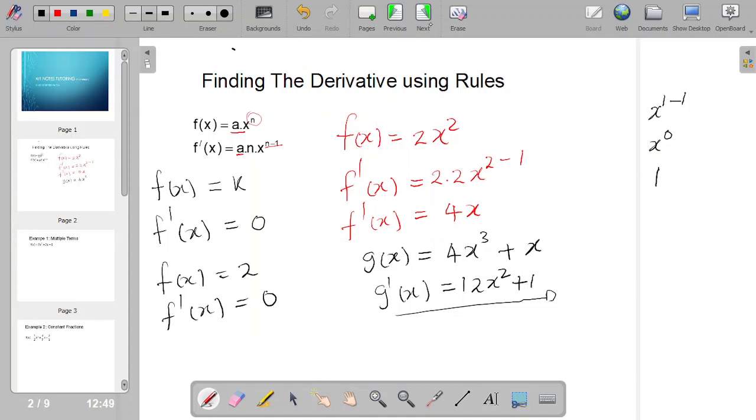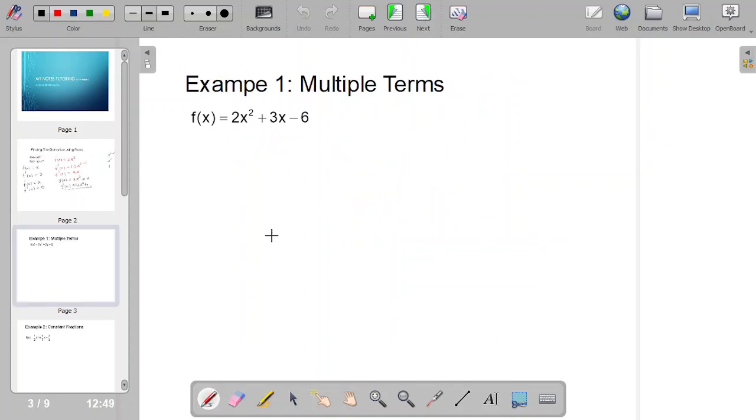So this is the basic idea that we are looking at in these situations. So now let us look at some examples. Example 1, this is a case where you have multiple terms. So when you have multiple terms, you need to deal with each term individually. So there are 3 terms. We know we have 3 terms because terms are separated by a plus or a minus. So 1, 2, 3. Those are 3 terms.